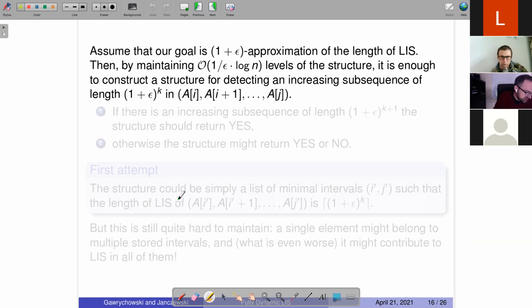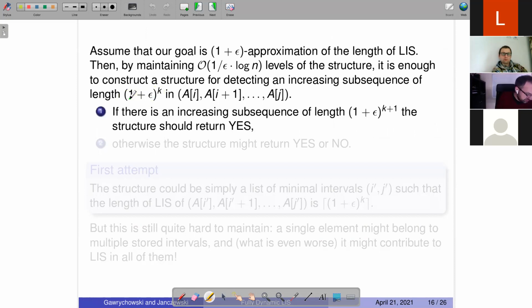To this end, it's enough to construct multiple levels of the structure, and the kth level of the structure is, roughly speaking, responsible for checking if the answer is at least 1 plus epsilon to k. So for different values of k, you have a structure responsible for that check, and then you would just check all values of k, or maybe you do binary search if you want to be slightly faster, but I don't care about the number of logs.